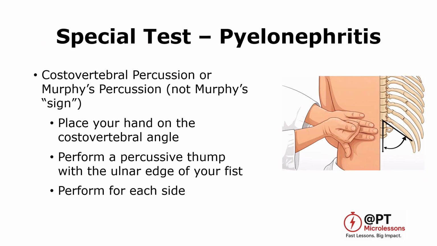With that in mind, let's look at a quick special test for pyelonephritis. This is costovertebral percussion, also called Murphy's percussion, not to be confused with Murphy's sign for the gallbladder. Place your hand over the costovertebral angle, then use the ulnar edge of your other hand to deliver a gentle percussive thump. Be sure to compare both sides. A positive test reproduces pain at the costovertebral angle and may indicate kidney involvement.